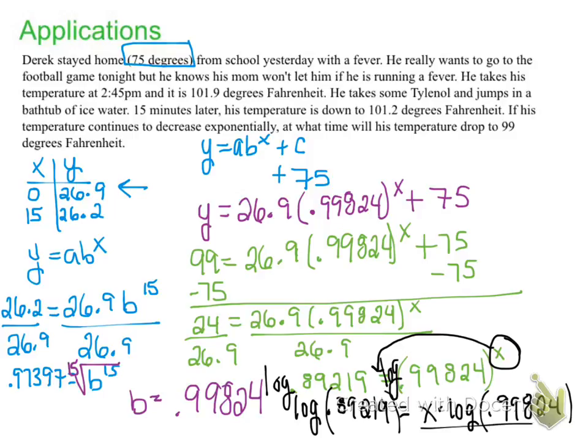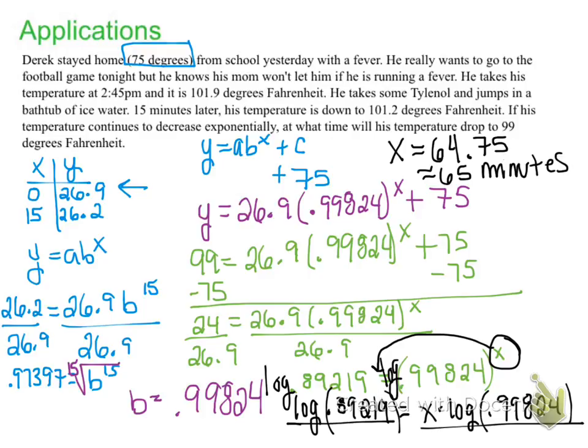So I'm going to go ahead and divide by the log of 0.99824 on both sides to get my x value by itself. So after dividing, I get x to equal 64.75. So we can just approximately say 65 minutes from when he first took his temperature, he will have a temperature of 99 degrees Fahrenheit.